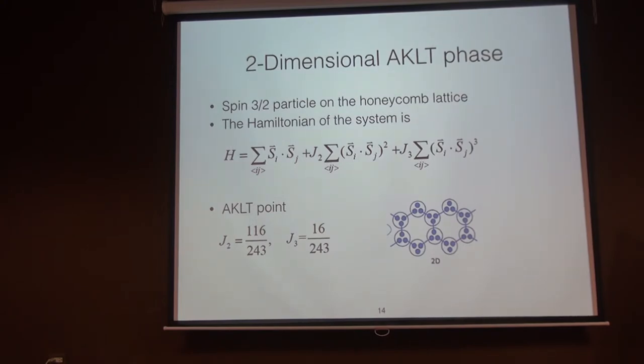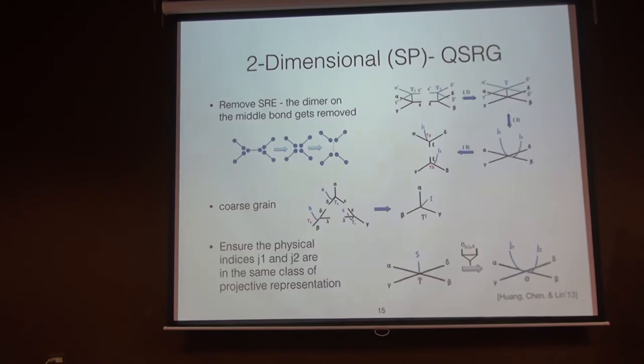In the following, I would like to do two things. The first thing is to study this Hamiltonian. And the second thing is to start from the AKLT point and flow it to the fixed point to make sure whether this phase is an SPT phase or not. Here we generalize the one-dimensional quantum state RG to a two-dimensional quantum state RG, which also contains two steps.